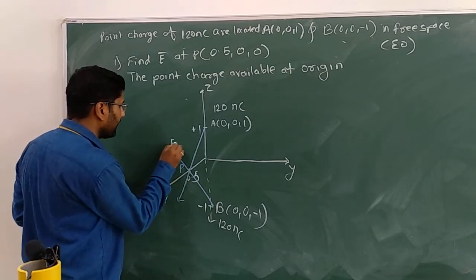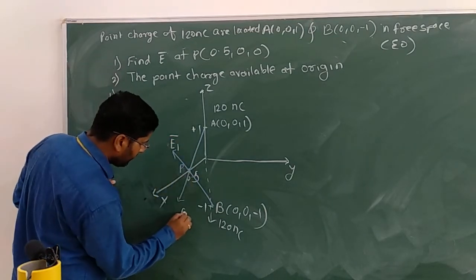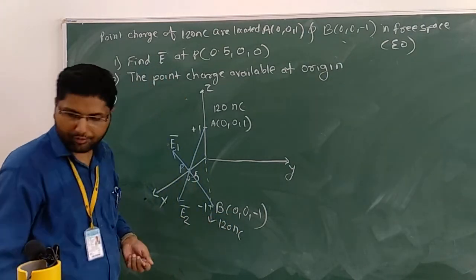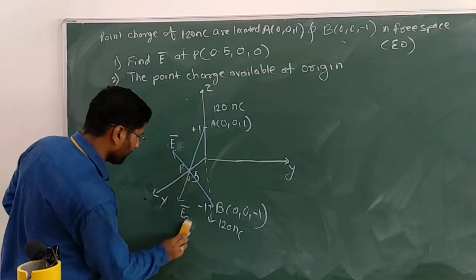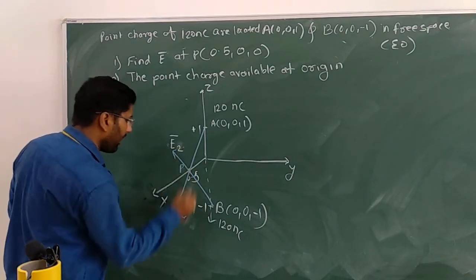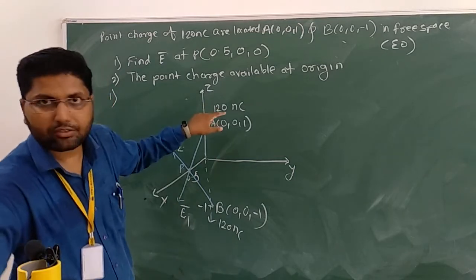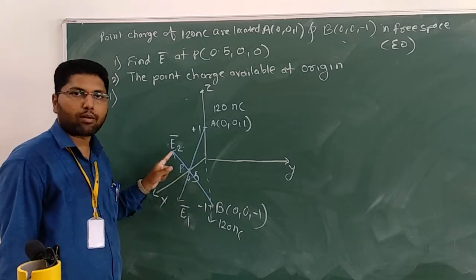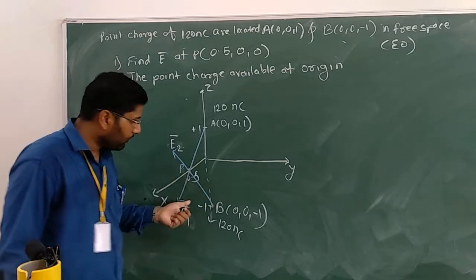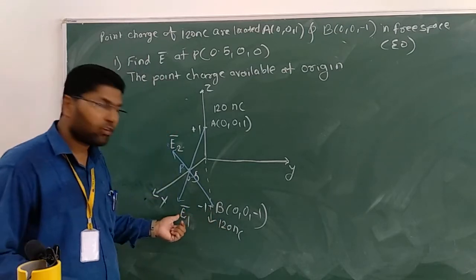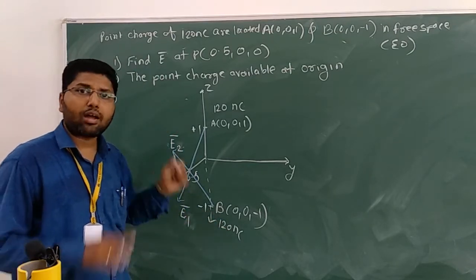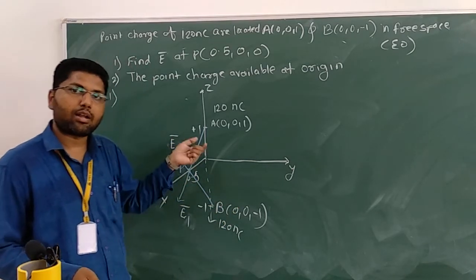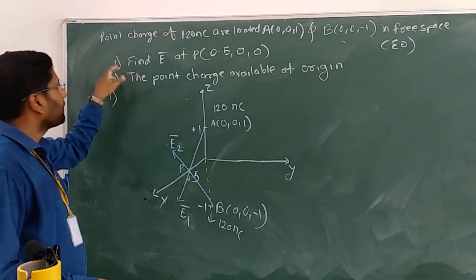Suppose I take this E1 bar and this is E2 bar. E2 bar and E1 bar: due to this positive charge at point A, E1 bar, and due to point B, E2 bar. We have to calculate one by one. First calculate E1 bar, then E2 bar, then apply the superposition theorem. What is the superposition theorem? You have to add E1 bar and E2 bar. So that is the first problem.